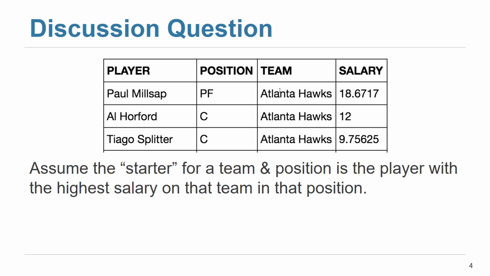So each row here is a player. Okay? And we have multiple teams. Each team has, of course, multiple players in multiple positions. Usually a basketball team has 5 positions. Okay? So, of course, you might see multiple players for the same team for the same position. So that's the data set that we have.